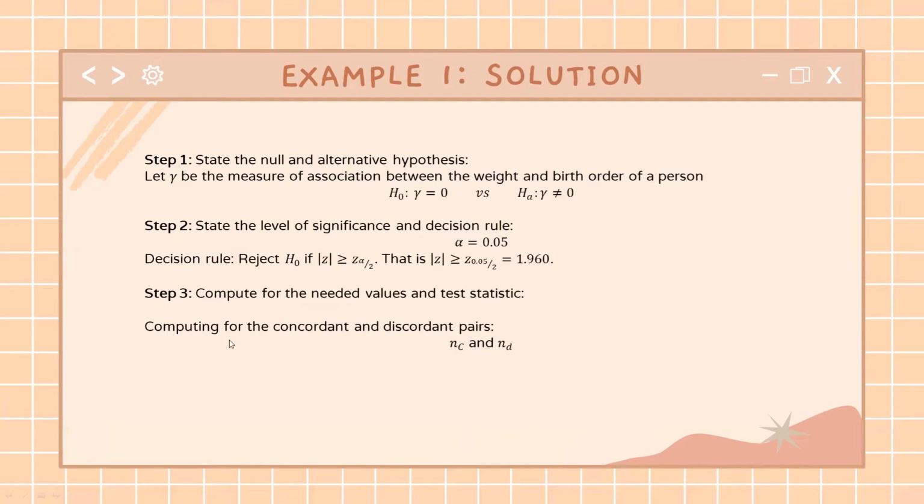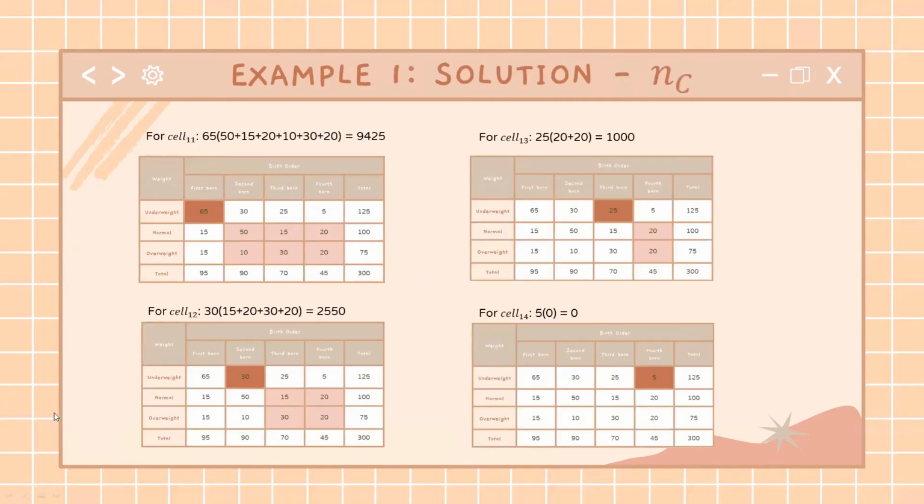Step 3, compute for the needed values and test statistic. So we compute for the concordant and discordant pairs first, n sub c and n sub d. So here's the step-by-step solution for computing for n sub c and n sub d. We first compute for n sub c. N sub c is equal to the double summation of small n sub ij times big X sub ij, where big X sub ij is the summation of the scores that are below and to the right of n sub ij.